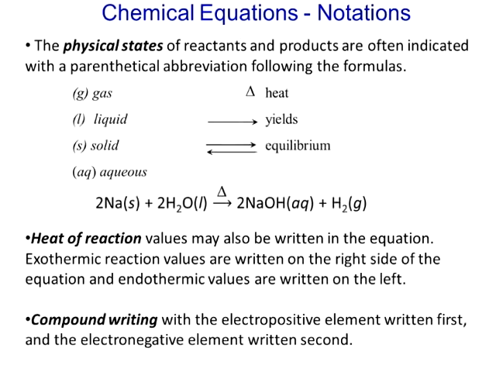Compound writing is done with the electropositive element written first and the electronegative element written second. This is a convention for writing compounds. In other words, the convention for writing compounds is to write the electropositive element first, followed by the electronegative element. For example, in the case of water, H2O, hydrogen's electropositive, oxygen's electronegative. In the case of sodium hydroxide, sodium's electropositive, OH is electronegative. That is the convention for writing chemical compounds.